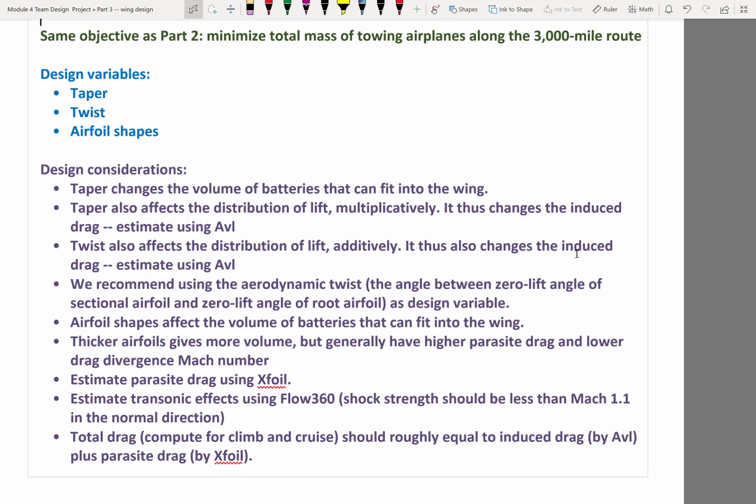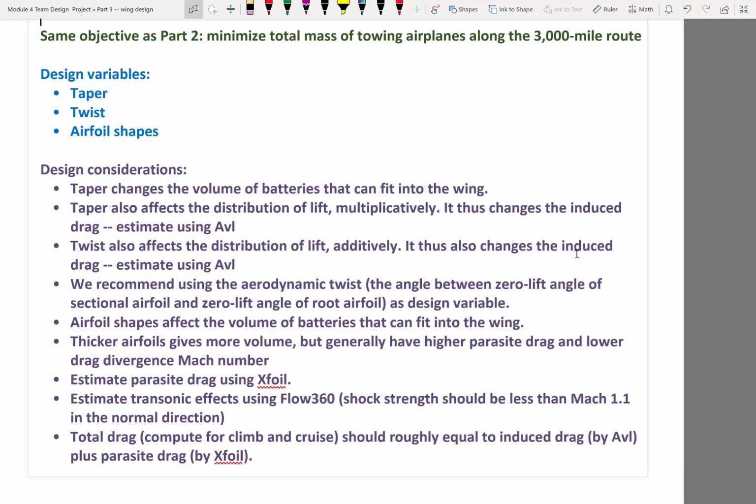Finally, airfoil shapes are something very interesting to design. You can start from the NACA airfoils, but I would recommend you actually use the functionalities of XFOIL and change the airfoil shapes yourself, particularly because the airfoil shape affects the volume of the batteries. You really want to make it thicker to fit in more batteries.